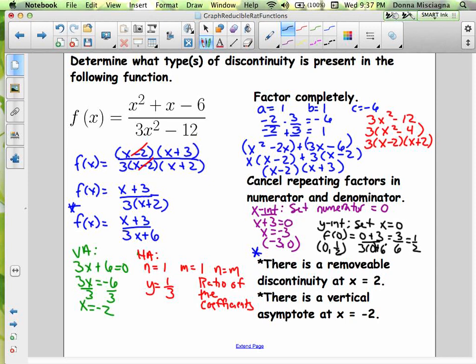So now we already have 2 points, and we only have one hole and only one vertical asymptote, so we don't need that many points. Let's graph this on the next page. Let's just remember everything we have. We have a vertical asymptote, x equals negative 2, horizontal asymptote at y equals 1/3, x-intercept at (negative 3, 0), and a y-intercept at (0, 1/2).